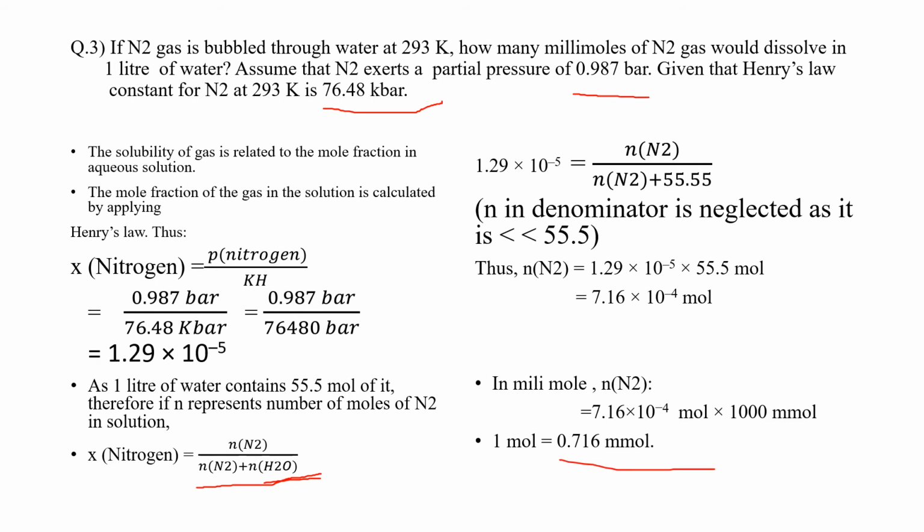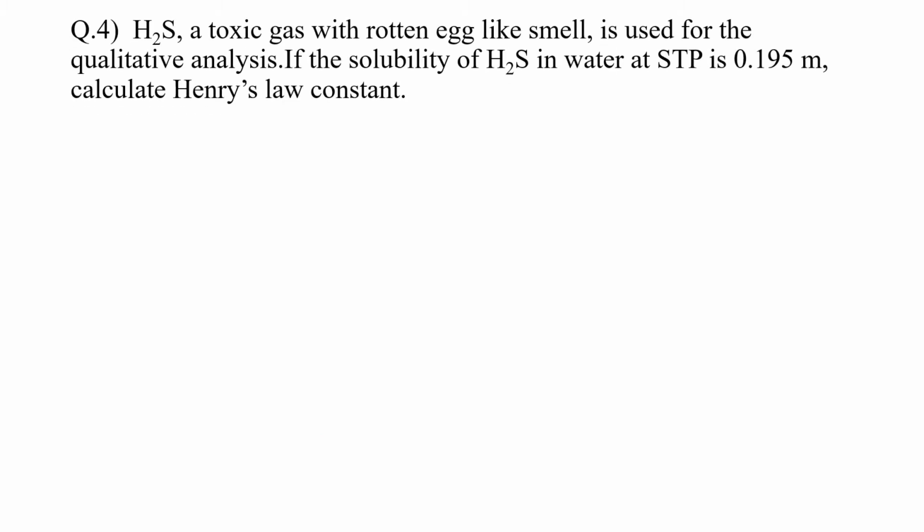Now come to the fourth question. Here is question 4. Sulfuric acid H2S is a toxic gas with a rotten egg-like smell, used for qualitative analysis. If the solubility of H2S in water at STP is 0.195 molar, calculate Henry's law constant. Here we have to calculate the value of KH, Henry's law constant, and the solubility of H2S in water at STP is given. Now let's see the solution.